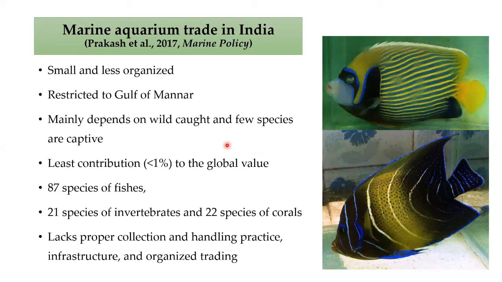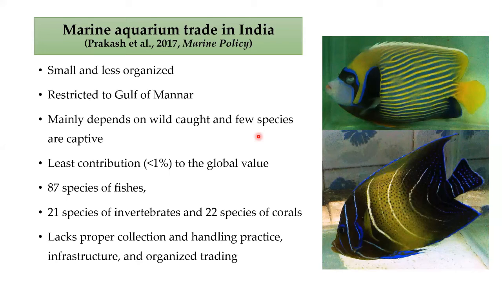So the Indian aquarium trade is very small and less organized, right? It mainly depends on wild caught species, and a few are captive bred, especially clownfishes and damsels. And recently, NBFGR and other institutes have started producing marine ornamental shrimps in captive conditions. As I said, compared to the global value, it's less than 1% of total exports. Almost 87 species of fishes are involved in the trade from India, and 21 species of invertebrates, along with 22 species of corals. And why? Because it lacks proper collection and handling practices.